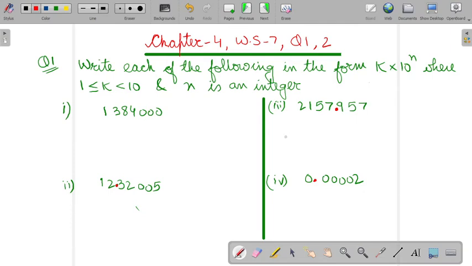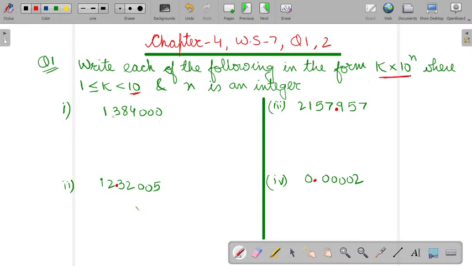Hello everyone. Now question 1 from worksheet 7. Here it is written, write each of the following in the form of k multiply 10 power n, where k is greater than or equal to 1 but it should be less than 10. And n means the power. The power is an integer. It should be an integer, meaning a positive or negative number. And the value of k should be either 1 or greater than 1, but it should be less than 10. So let's try to do this question.